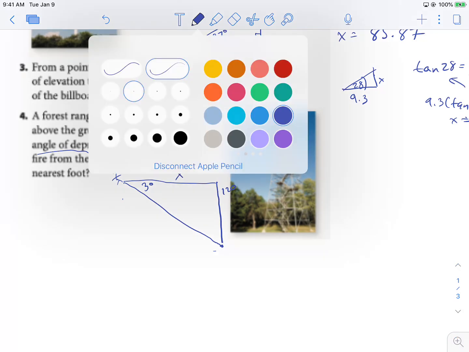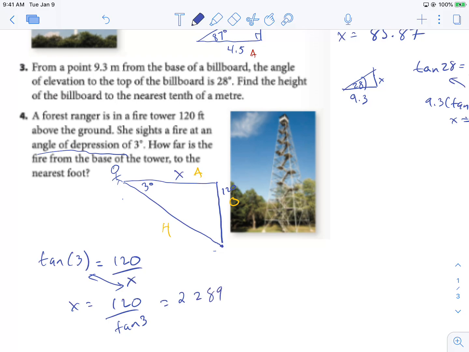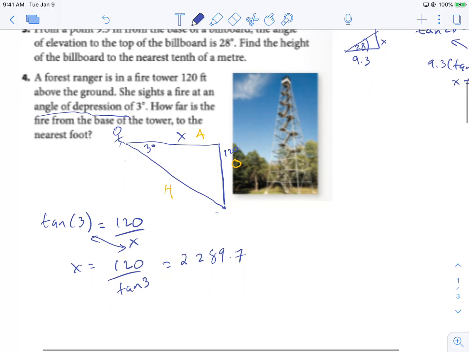So what do we know about this? We know that this is our opposite, this is our adjacent, this is our hypotenuse. What is a good fit for us? We're going to definitely have to use tan. So tan of the angle 3 is our opposite, which is 120 over x. We're going to end up flipping those two things. We're going to get x equals 120 over tan 3. Again, we are not solving for our angle. So we get x equals 2289.7, very far away. Okay?